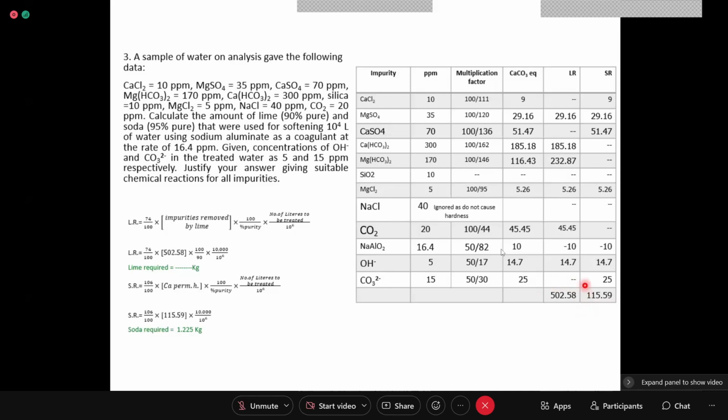Yes, what is the answer here? Summation? Yes, who is doing the calculation? Is there anyone who is doing calculation? Yes, ma'am, I am doing calculation. This is 502.